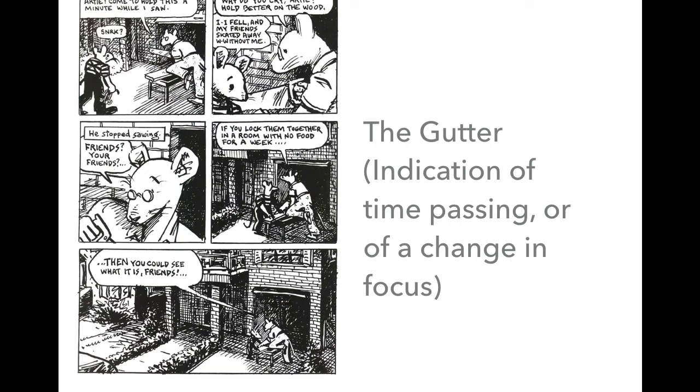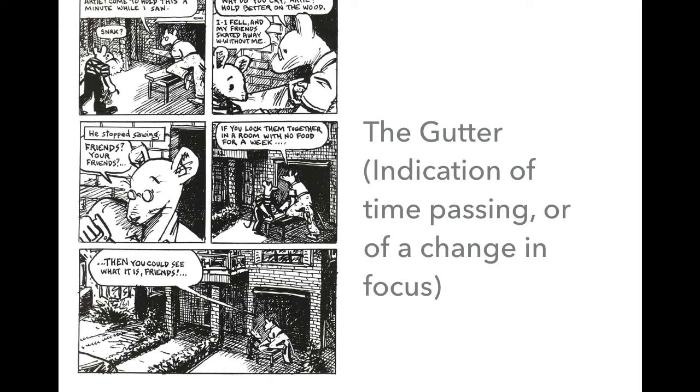Then there's the interesting one. This is a very comic-specific term, the gutter. The gutter is the little space in between panels. So in this one, Vladik says, "Artie, come hold this a minute while I saw." And Artie makes a little sound, "snark." Then there's a space in between one panel and the next. And then he says, "Why do you cry, Artie? Hold better on the wood." The space in between those panels is called the gutter.